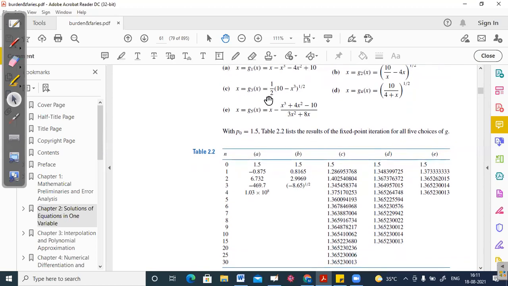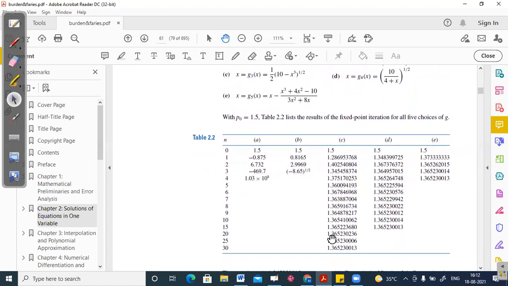So if you are taking this function, and taking this sequence with the same initial guess, here you can see first of all you are getting 1.2, then 1.4, then 1.3, and after 30 iterations you are getting the answer. Actually this sequence is converging.